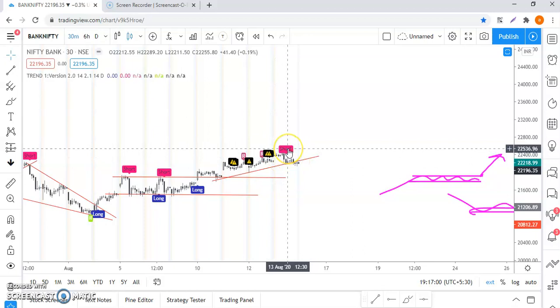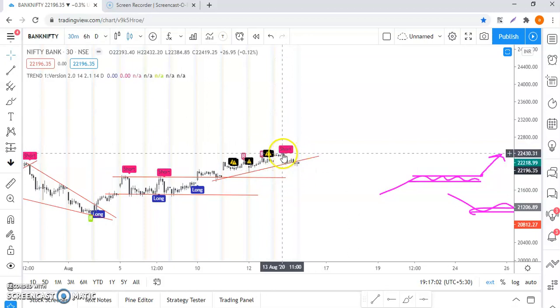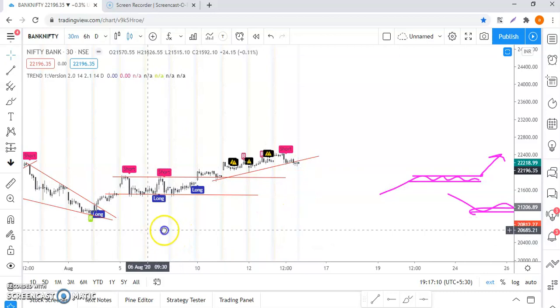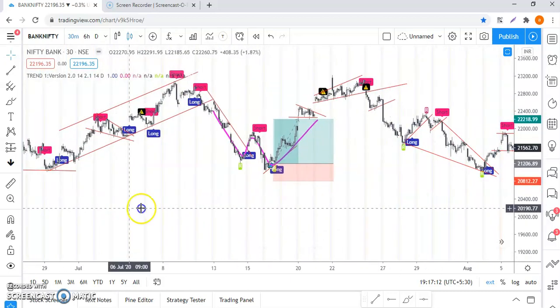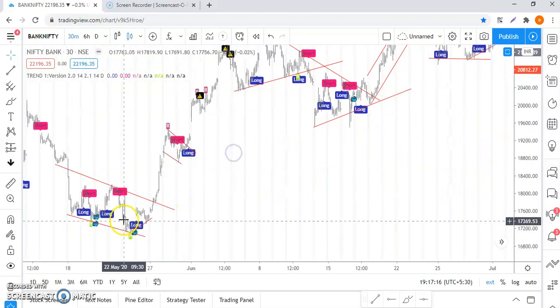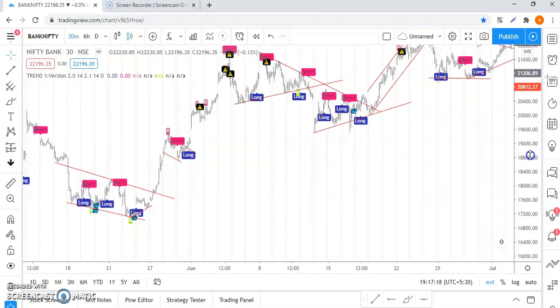So we got a short. Why did we get a short here? The moment we got a short, what is happening? The trend line is broken and it retested this trend line. Again it will go down. So this is how you can trade using this bot plus identifying the chart pattern.